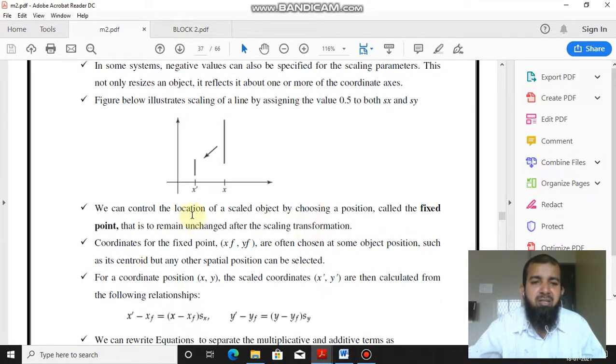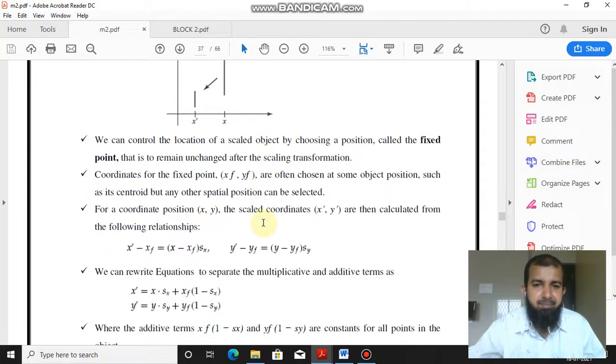We can control the location of a scaled object by choosing a position called the fixed point, that is to remain unchanged after scaling transformation. We can control the location of the scaled object. That is called the fixed point. It will not change. To remain unchanged after scaling transformation, we can mention the fixed point.